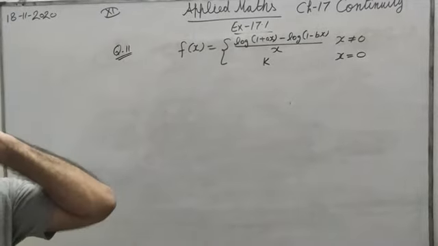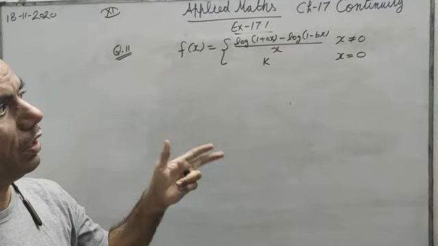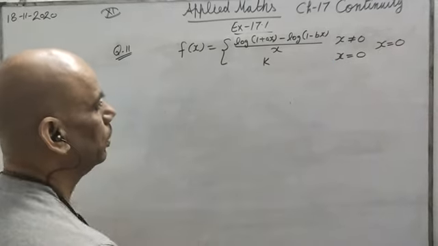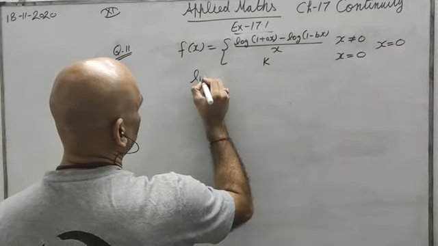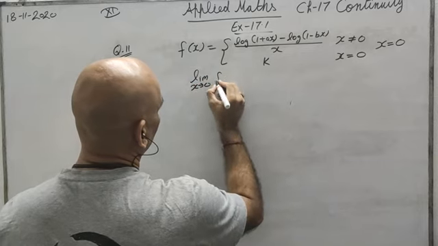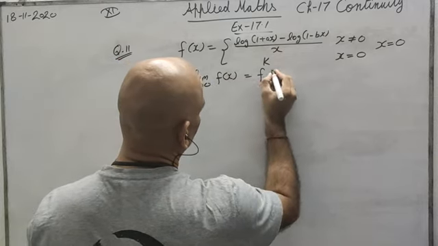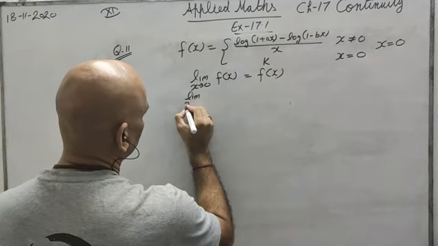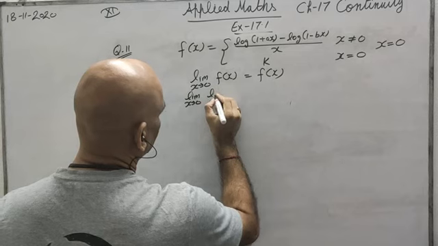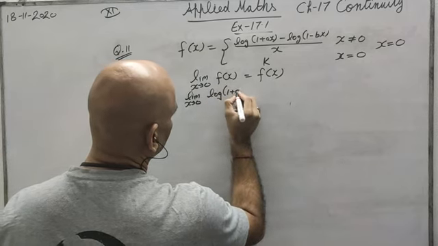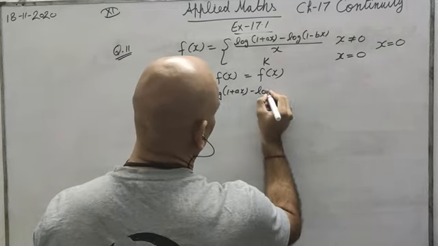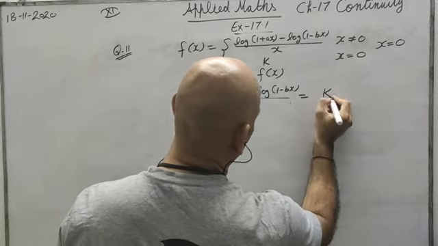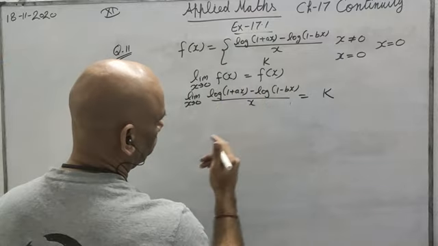So once again you will have to find the value of k when the function is continuous at x equals 0. When the function is continuous, limit x tends to 0, f(x) will be equal to f(0). And limit x tends to 0, the value of the function log(1 plus ax) minus log(1 minus bx) upon x is equal to k. Then I'll have to find the value of this.